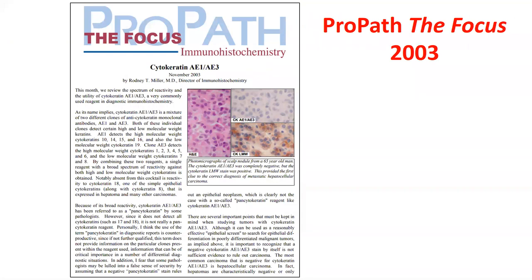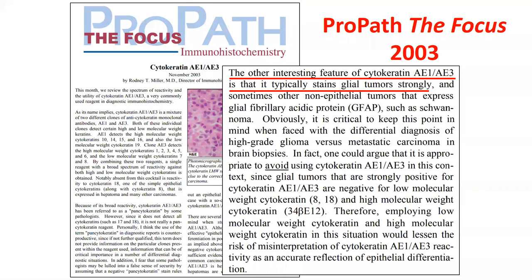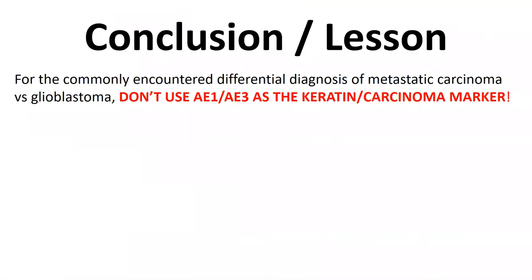All right, how about this? The ProPATH group, this is their newsletter magazine, The Focus, 2003, and featured antibody, cytokeratin AE1, AE3. The other interesting feature of cytokeratin AE1, AE3 is that it typically stains glial tumors strongly. In fact, one could argue that it is appropriate to avoid using cytokeratin AE1, AE3 in this context. Yeah. Okay, all right, let's move on.